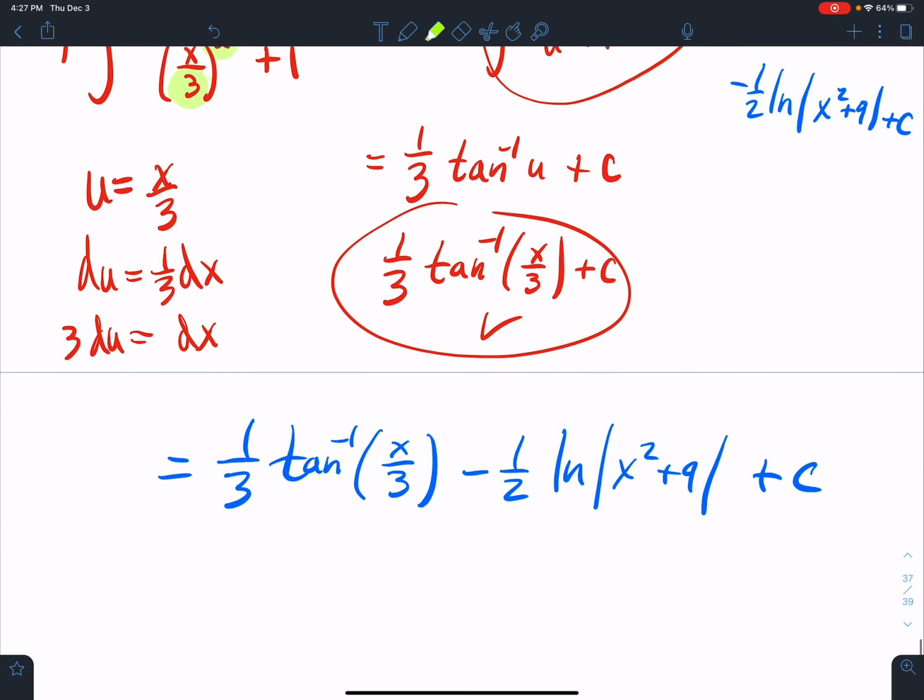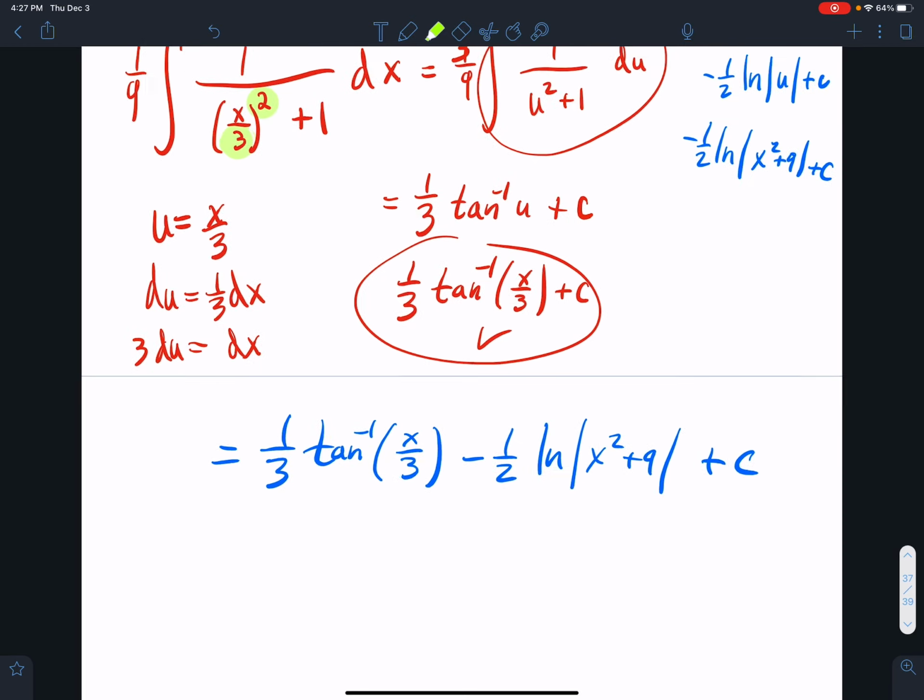Now, technically, you could drop the absolute value here and just have parentheses. Why? Because x squared plus 9 is never going to be negative. We don't have to worry about that being negative or 0 for real numbers. But I'm just going to leave it there. If you did see a homework problem where they dropped an absolute value, then you would know why they dropped that absolute value there. Okay? So a lot going on there, but it's definitely doable, okay?